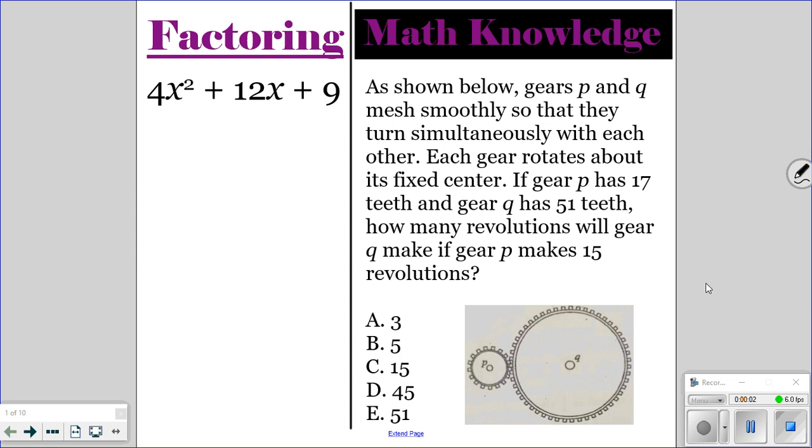Alright, so y'all go ahead and do the factoring and the math knowledge question for today. Pause the video, and once everyone is finished, you can unpause the video and I'll go over the correct answers. So for the factoring, you're going to do remove, replace, reduce.